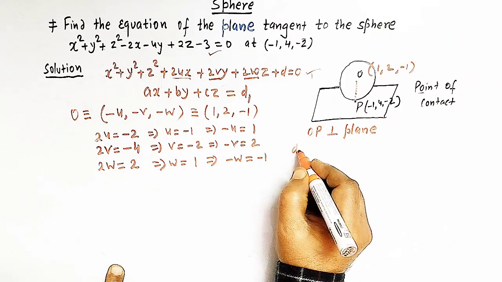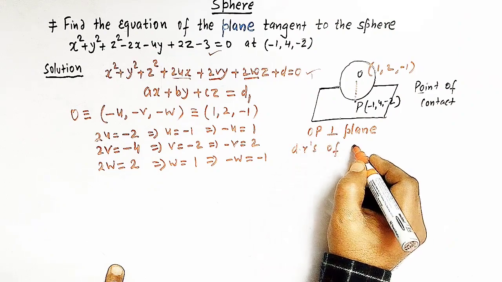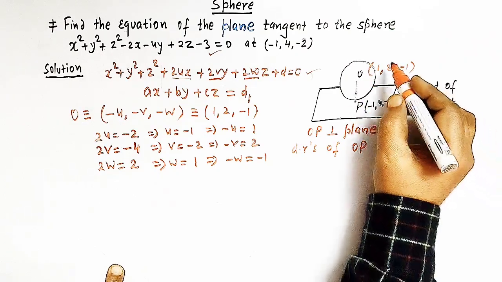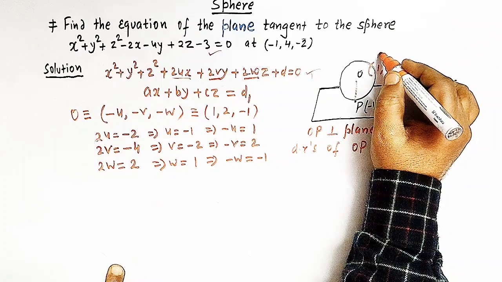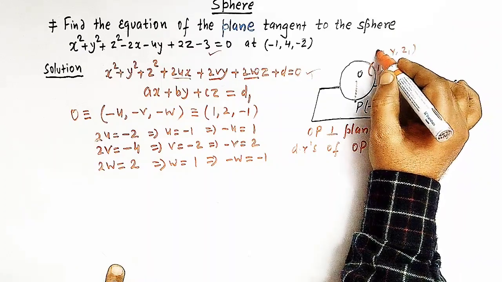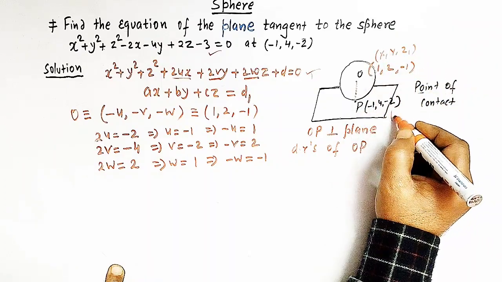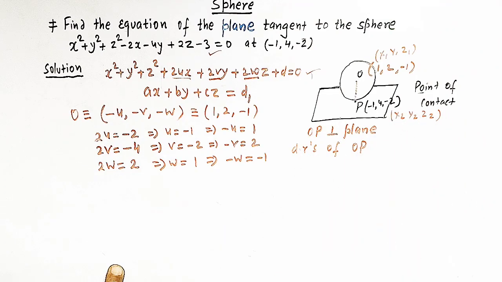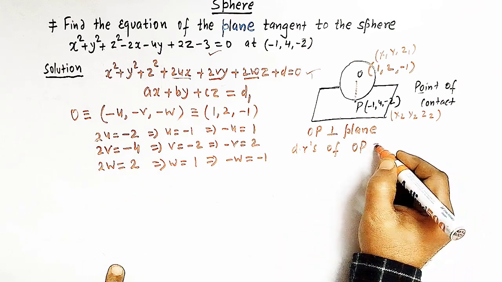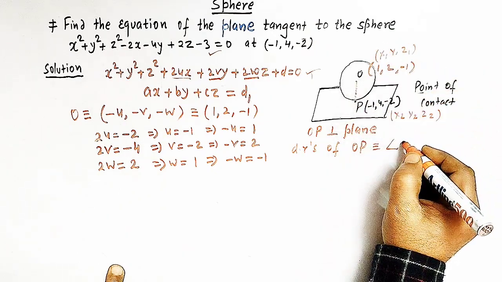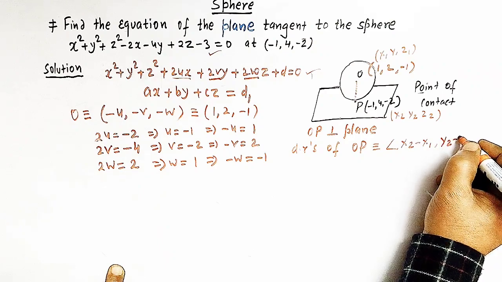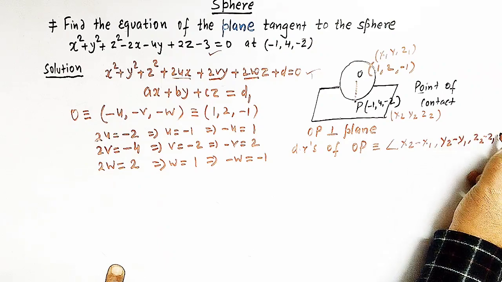So let us find out the direction ratios of OP, right? So to get the direction ratios of OP, let us consider the point O as x1, y1 and z1, and the point P as x2, y2 and z2. So the direction ratios of any vector joining two points may be obtained by subtracting the coordinates. So we have x2 minus x1, then we have y2 minus y1 and z2 minus z1.